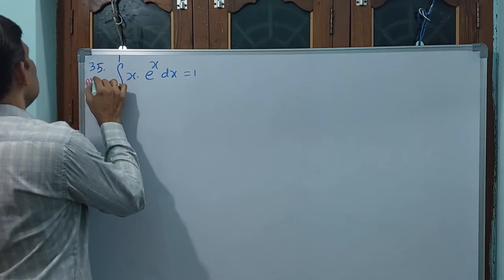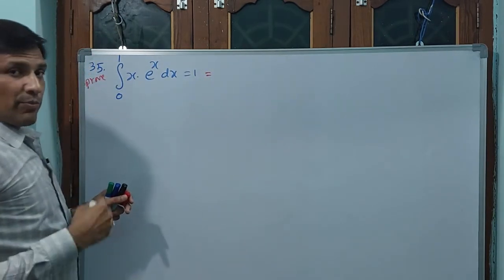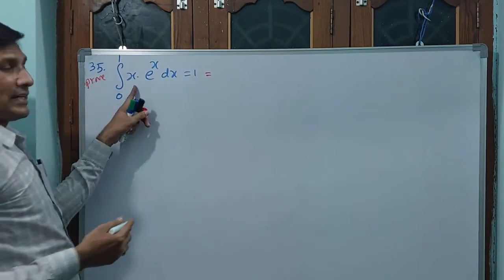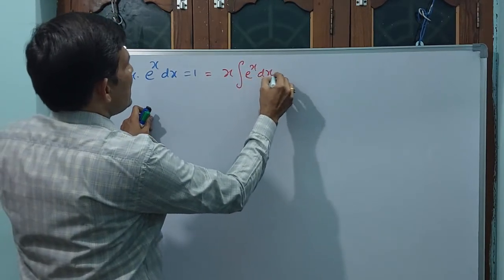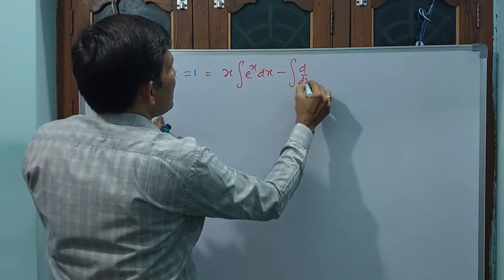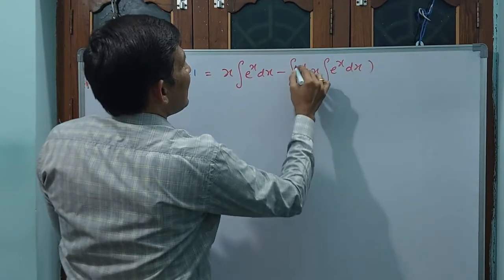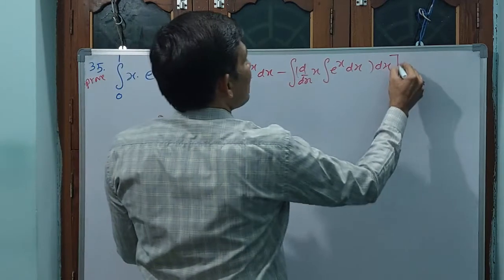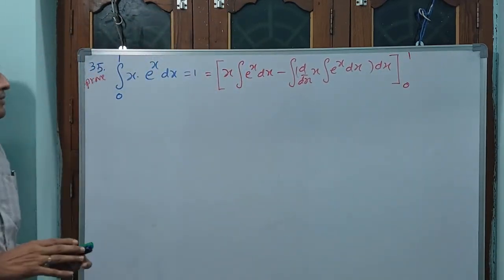Prove. I am writing here. You see what I am doing. e power x I am taking as v. That means u is x. x integral e power x dx minus integral d by dx of x integral e power x dx again whole dx, but you keep one bracket. Why? Because limits also you have to apply, 0 to 1. Is it okay? First you see.